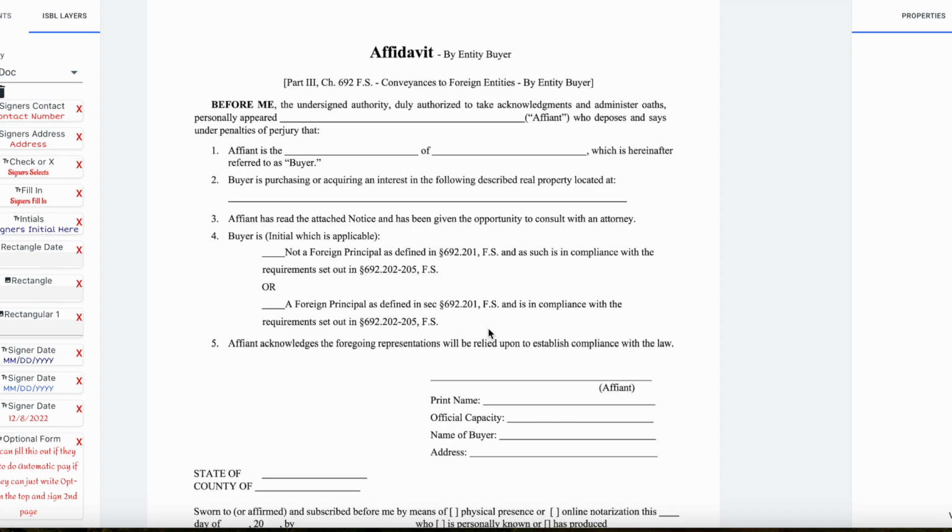Now, if the person coming before you is purchasing this home as an individual, you don't need to fill out the entity buyer affidavit because there is no entity. It's just an individual. So remember, if there's an individual, you're using the affidavit by individual. If it's an entity, you're using the affidavit by entity. If it's two parties and one is an individual, one is an entity, then you would use both. If it's two individuals, you would have two individual affidavits.